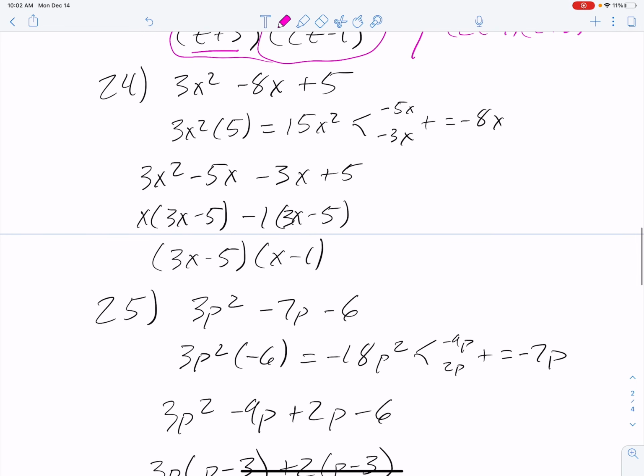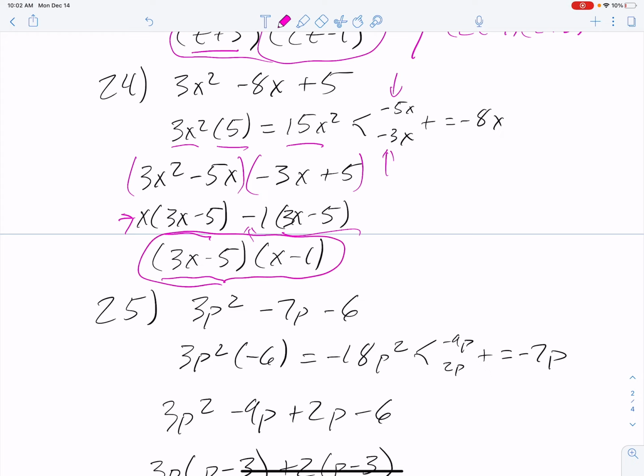24, again, my lead coefficient is not 1, so I multiply my first term times my last term, get 15x squared. I need factors of that add up to -8, so -5x and -3x. I split my middle term, group my first two pieces, my last two pieces, factor out from my first group, I can factor out an x. I can factor out a -1 from my second group. My matching group is 3x minus 5. So I factor out 3x minus 5, write the remaining pieces, and I have factored my trinomial.